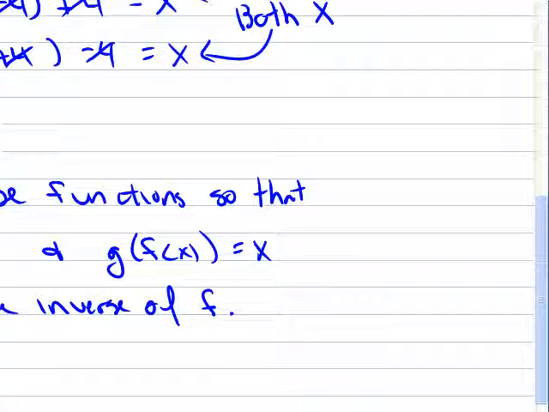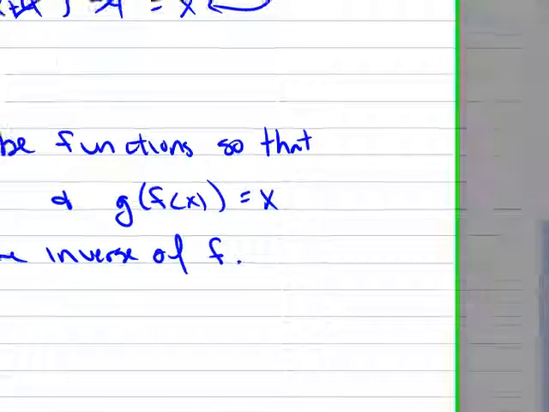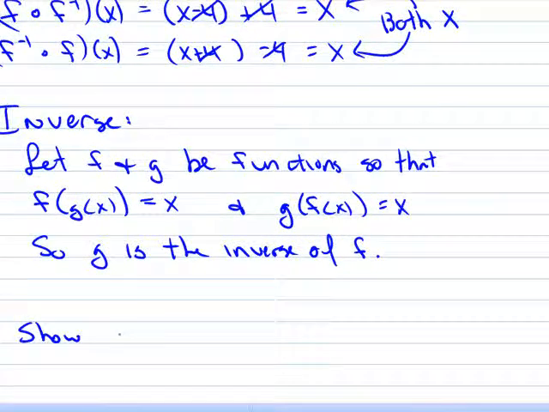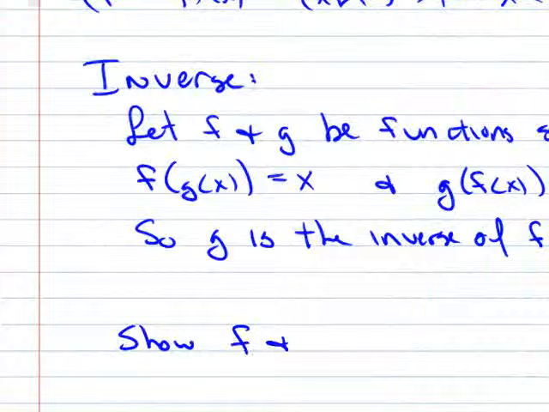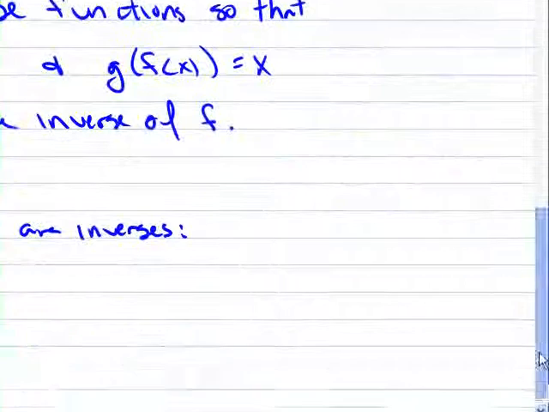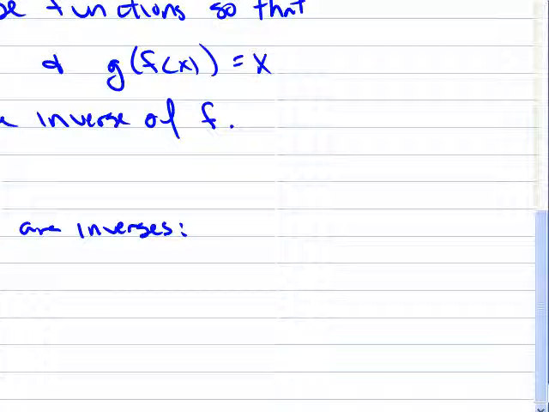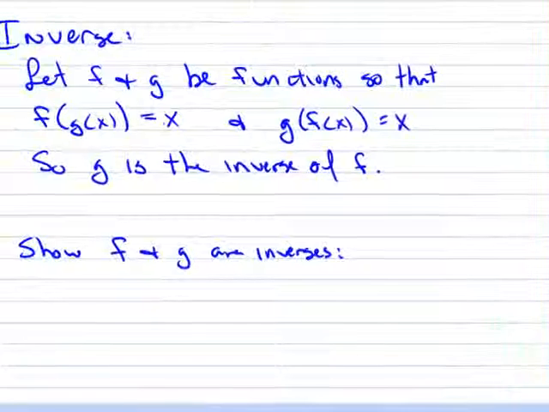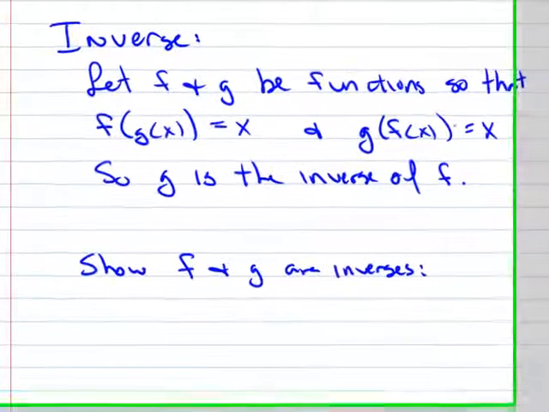An inverse function is a type of function such that when you compose it with f, you get the identity, which is just x. So if you were asked to show that f and g are inverses, you would use the definition and say, well, if they really are inverses, then f composed with g is going to be just x, and g composed with f is going to be just x.